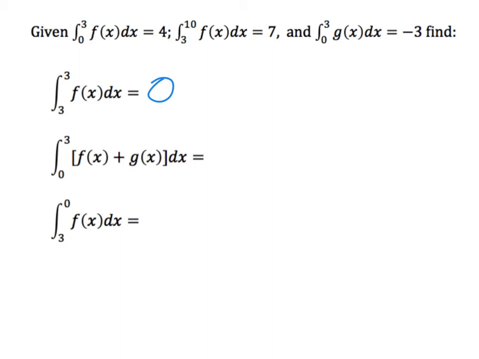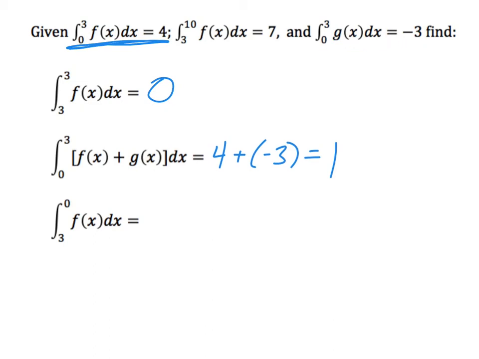All right, next one. We're looking for the integral from 0 to 3 of f of x plus g of x. That means I'm going to take the integral from 0 to 3 of f of x. I'm going to take that value, and I'm going to just add it to the same integral value of g of x. So the integral from 0 to 3 of g of x. I can take each of those individual pieces and just add them to get the total. And so I'm going to end up doing 4 plus the negative 3. And so we should end up getting an answer of 1 here.